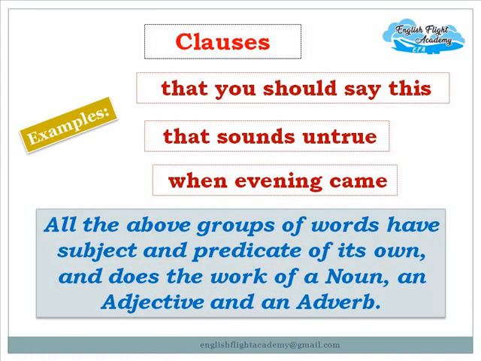Look at some more examples of clauses. "That you should say this." "That sounds untrue." "When evening came." All the above groups of words have a subject and predicate of their own, and do the work of a noun, an adjective, and an adverb. And these are called clauses because they have the subject and the predicate.